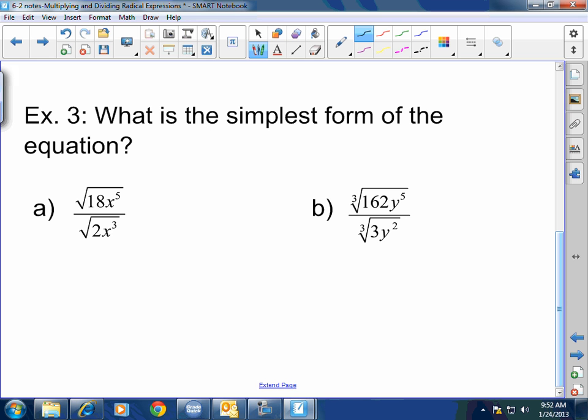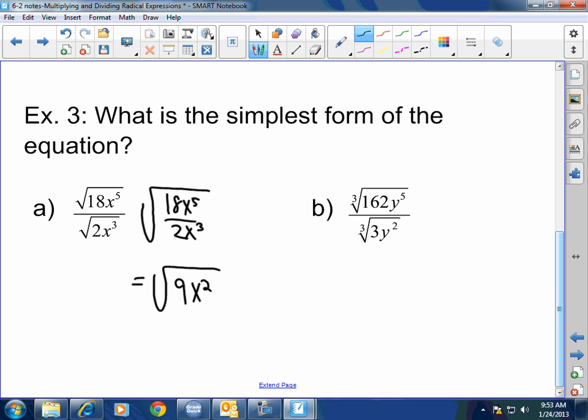In this case, this looks crazy. Don't make it crazy. This is going to be 18x to the 5th over 2x cubed. Before you start going crazy, relax. Remember that the radical is a grouping symbol. So if you can simplify stuff within the radical first before taking any square roots out, do it. So this would really become 9x squared.